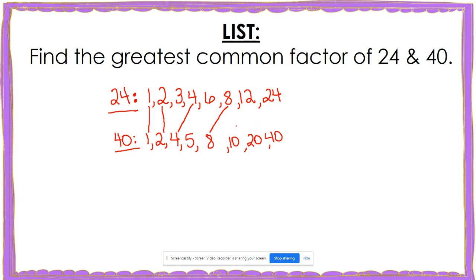Now, although all of these numbers are common factors, we are looking for the number that is the greatest. So the greatest common factor for both of these is 8. So the greatest number that they have in common as factors is 8.